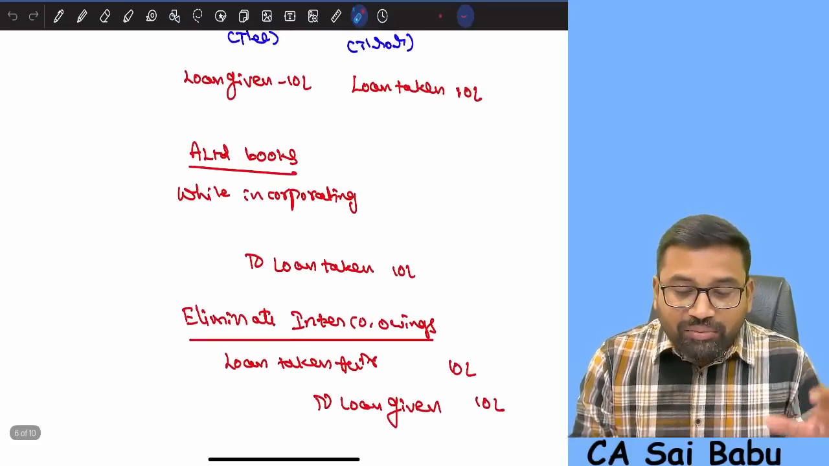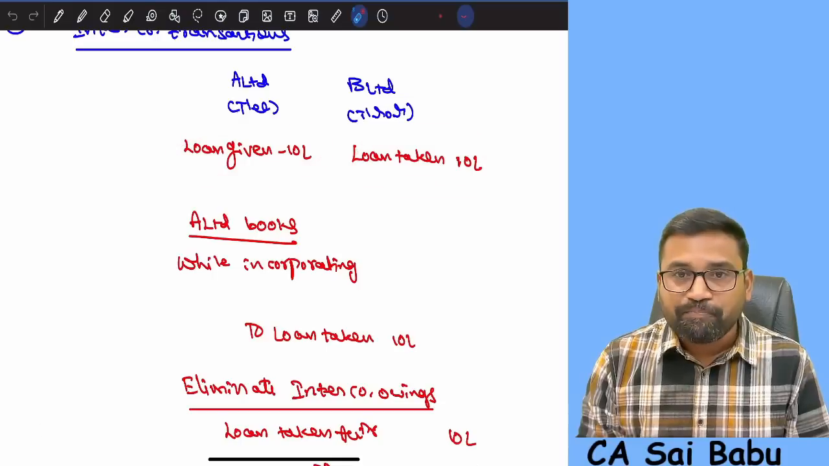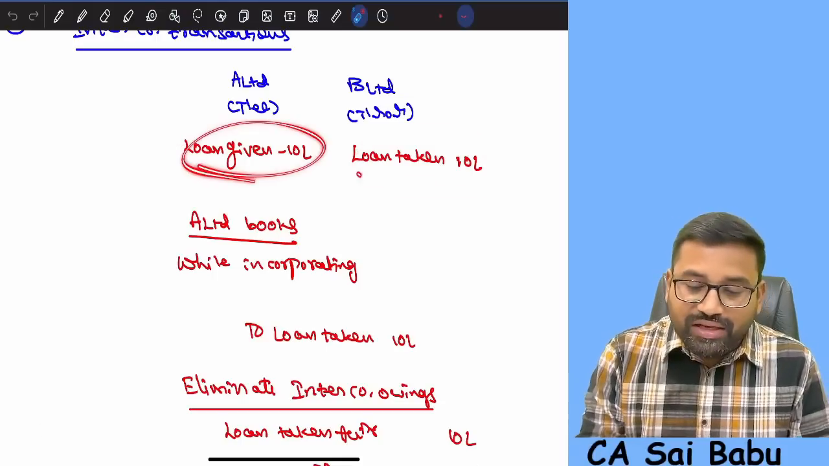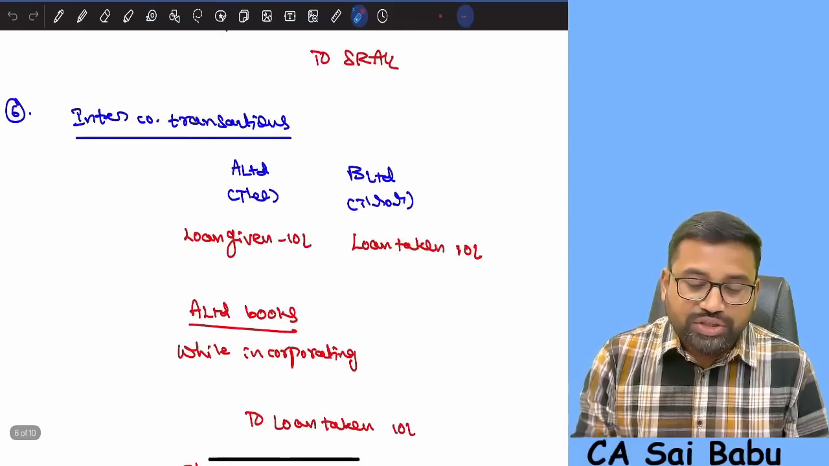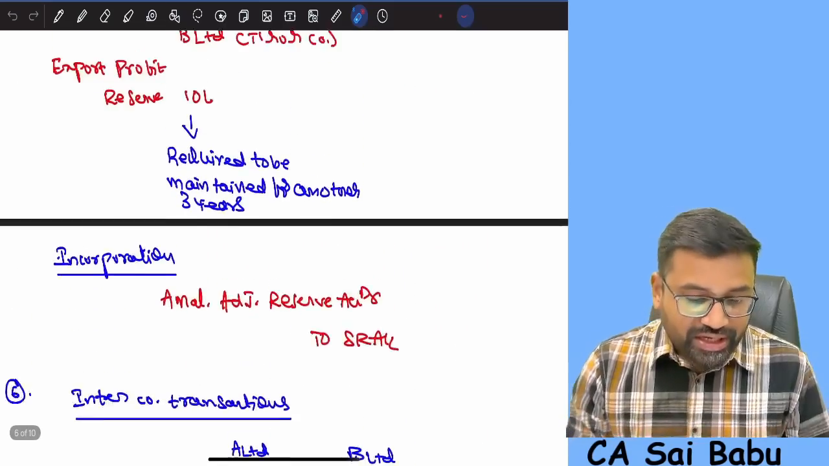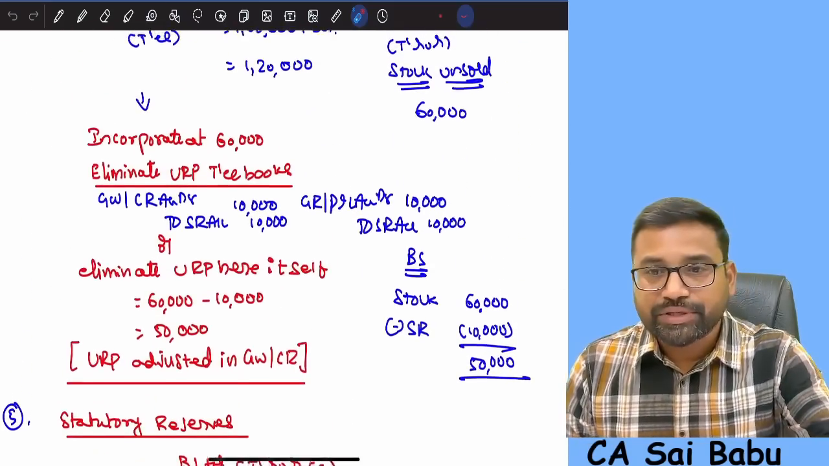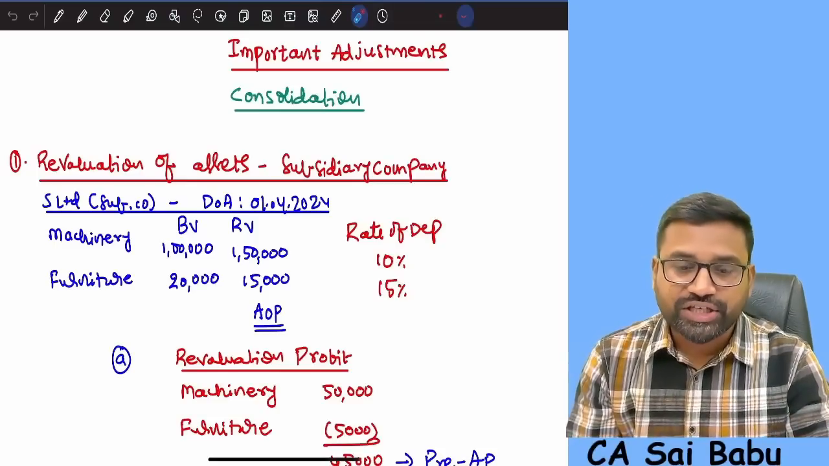And later on, I came to know that this liability is nothing but against my asset only. So my asset, loan given, and the liability I have taken over, both I will cancel, because now these two become one entity only. Okay. So these are some of the important adjustments from the amalgamation chapter. Now let us cover important adjustments from the consolidation chapter, sir.